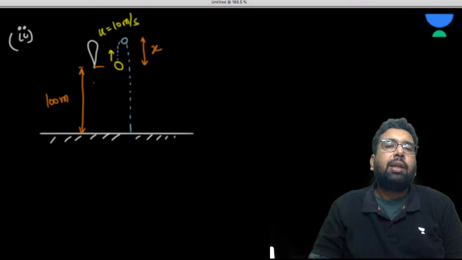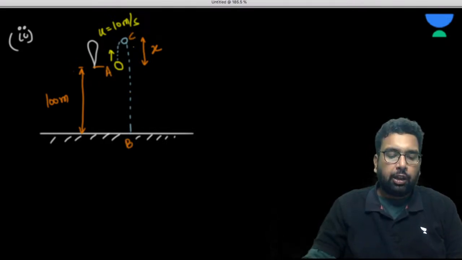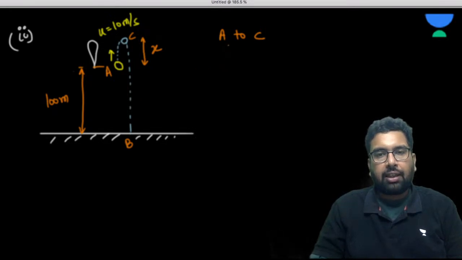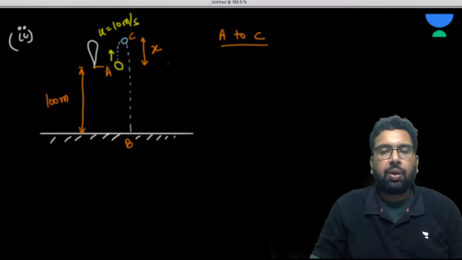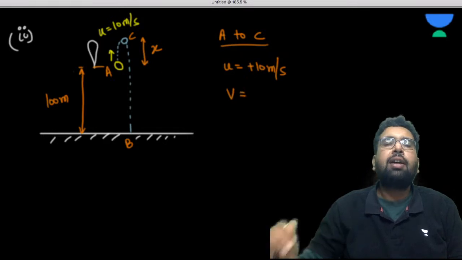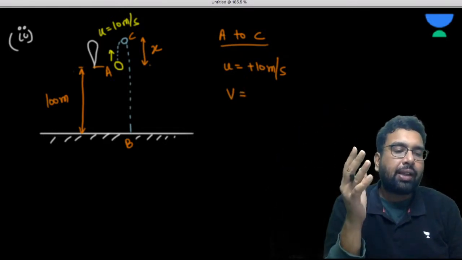Now, this was B, so let's consider C. Can I consider the motion between A to C? If I see the motion between A to C, we need to find this displacement. What is the information we have? We have the initial velocity, which is upward, so I'll take plus 10 meter per second. What is the final velocity? At the point it reaches C.